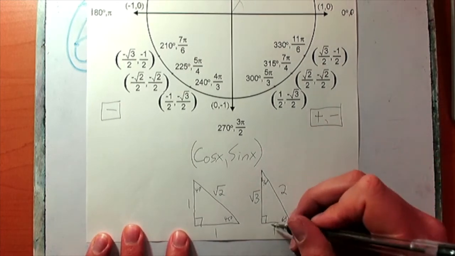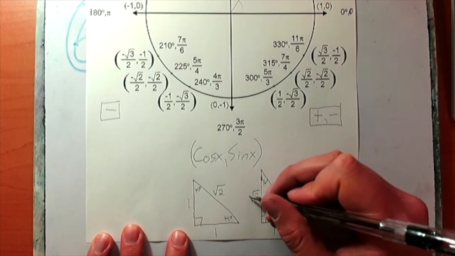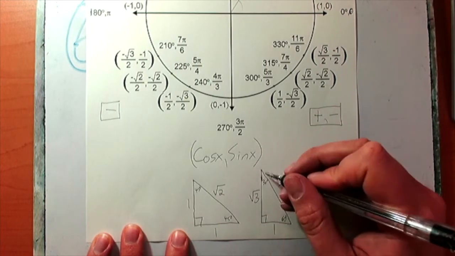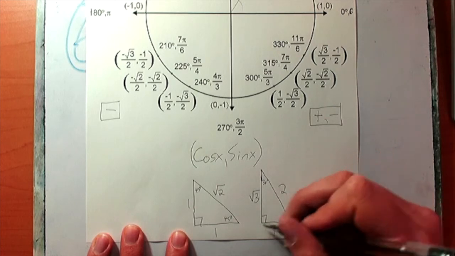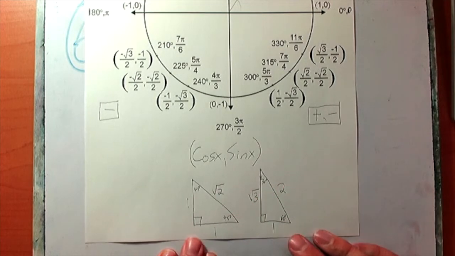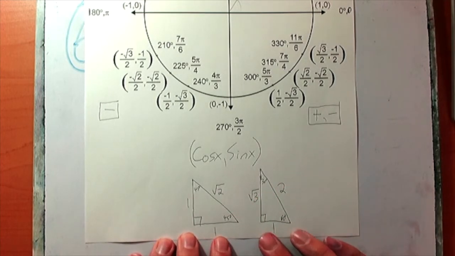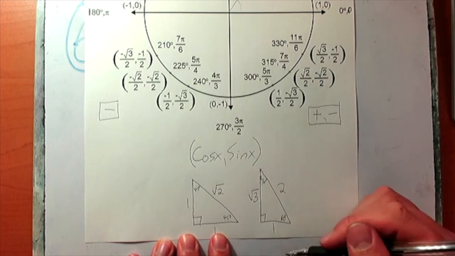So, the longest side is the hypotenuse, that's 2. √3 is this side closest to the 30 degrees, and closest to the 60 is 1. These are truths. These are just triangles. These are base root triangles for 30, 60, and 45 degrees.